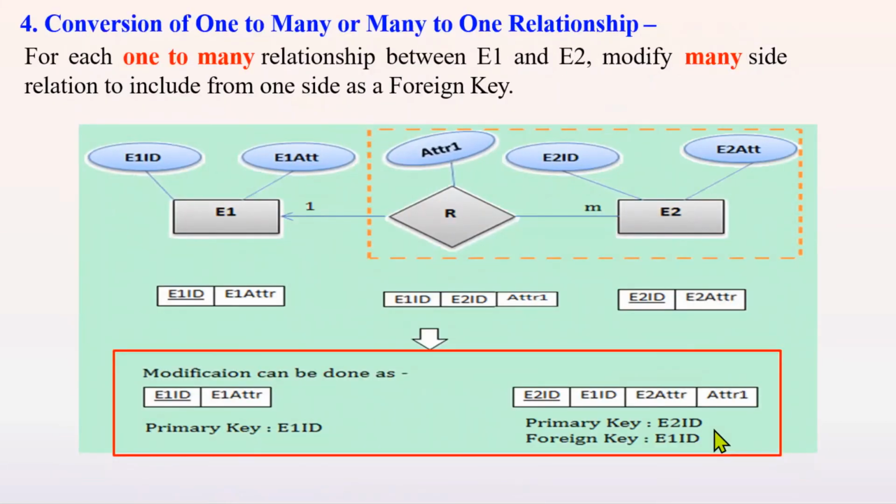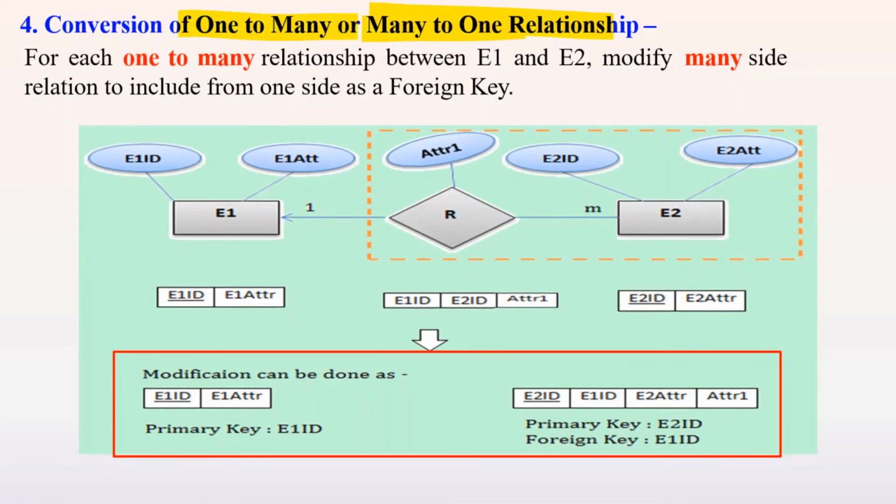Next we have the conversion of many-to-one or one-to-many relationships. The rules are very easy. For such a relationship, we have to go with the many side only, like we were going with the total participation side. If we are having at least one side with total participation, we go with that side. In the same way, now we have to go with the many side of the relationship to include the one side as a foreign key.